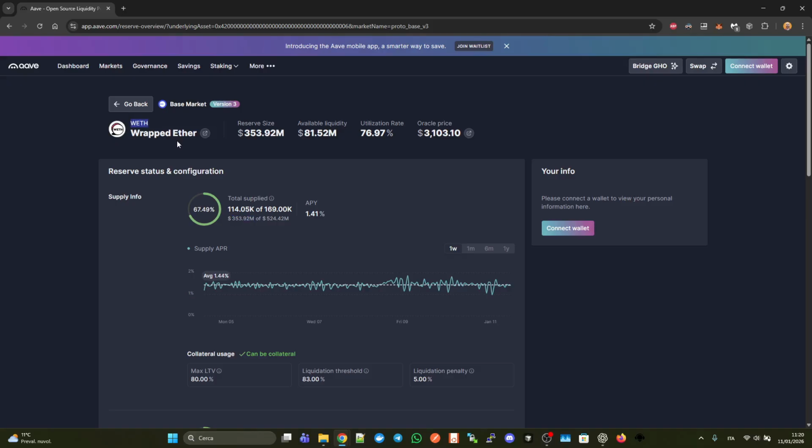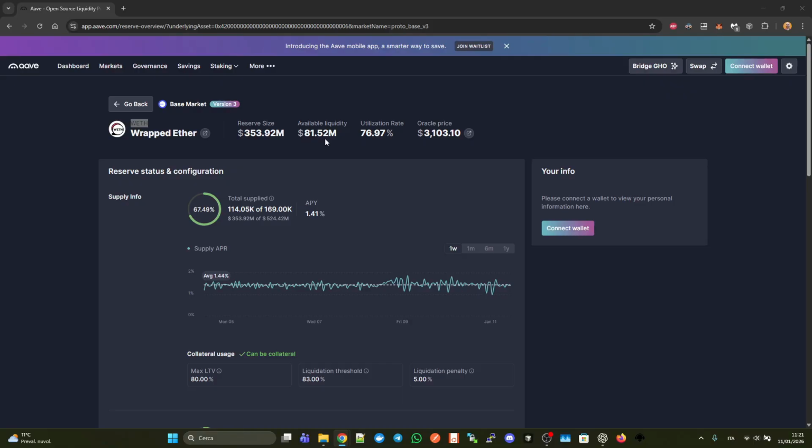Why do we see Wrapped Ether here? We see Wrapped Ether because, of course, Aave works with ERC20 tokens and cannot work directly with Ethereum, which is the native currency of Ethereum. So it wraps Ethereum into Wrapped Ether, so it is ERC20 compliant and can be used in the protocol. But the value of Wrapped Ether and Ethereum is exactly the same. So this is the first metric.